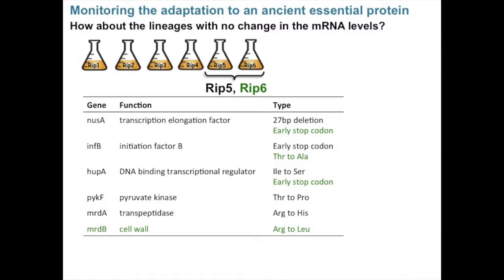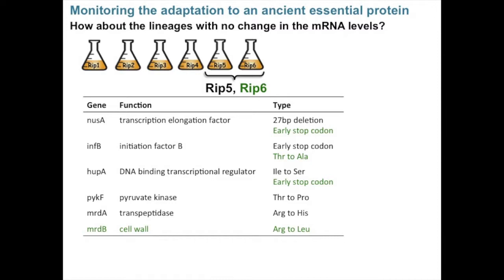So here we have NUSA, which is actually a transcription termination factor. You have a 27 base pair deletion in that gene in RIP5, yet you have a premature stop codon in RIP6. Right? Same kind of mutation, right? Somehow there's maybe an advantage to having a truncated gene. Same with IMP-B here, which is an initiation factor. You have an early stop codon. And then you potentially, well, we have a non-synonymous codon change, but we don't know what the effects of that change are. Okay?